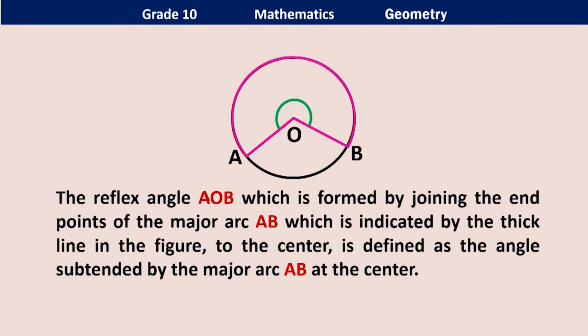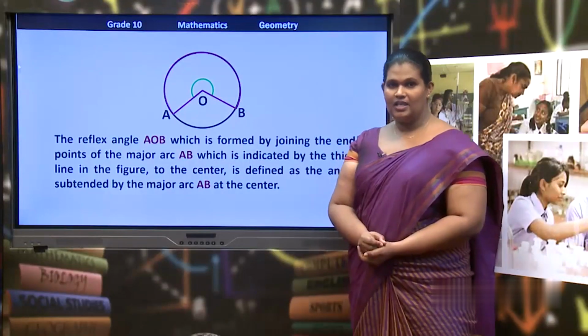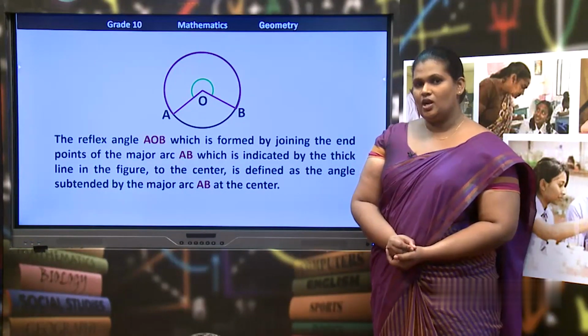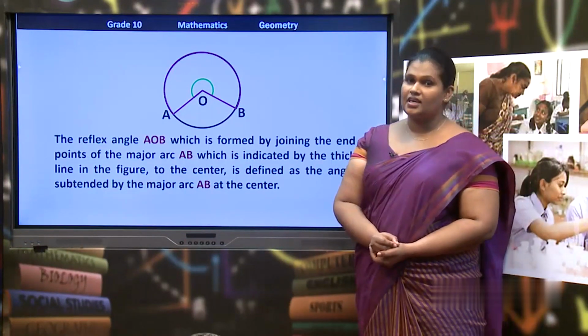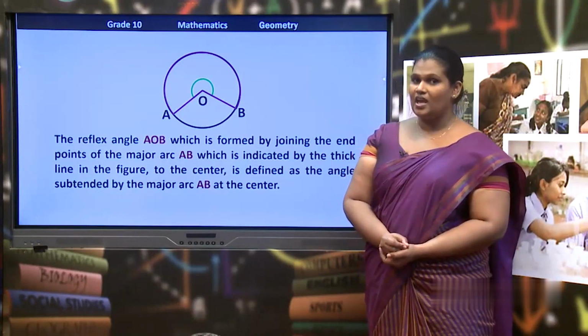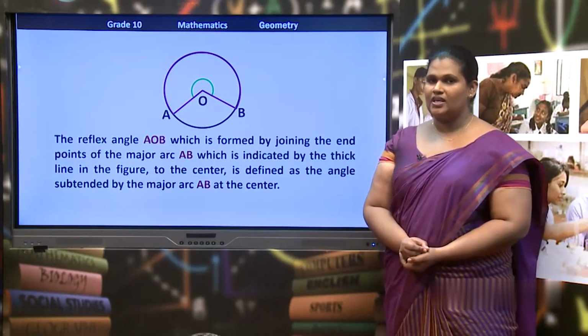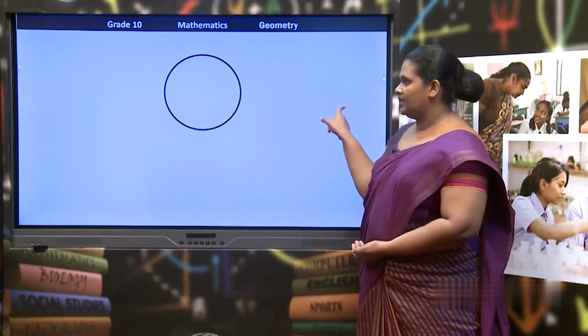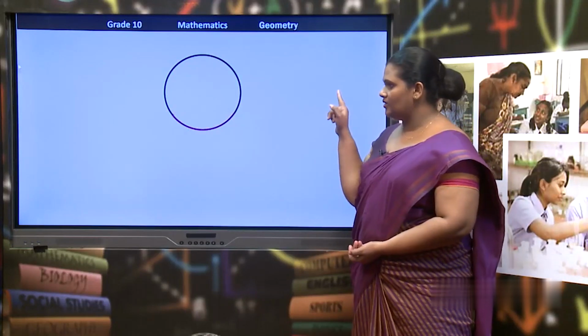Now, previously we got an angle which is less than 180 degrees. Now, here we have got an angle which is greater than 180 degrees. So, we can call it a reflex angle. Right. Now have a look at this one.